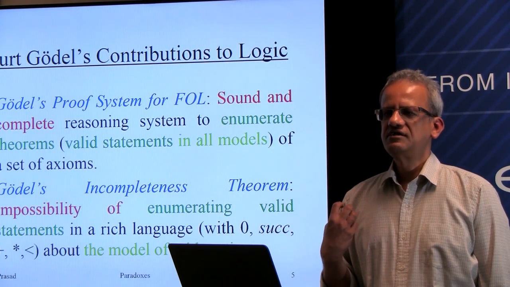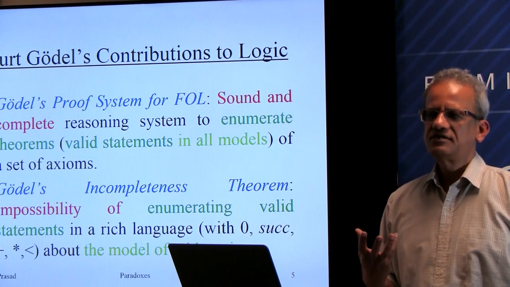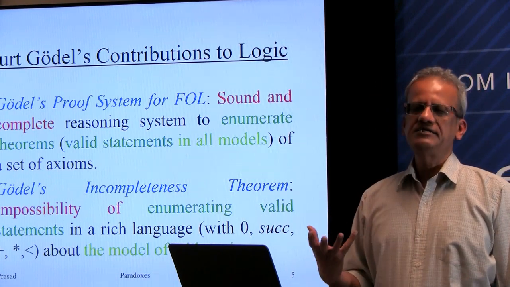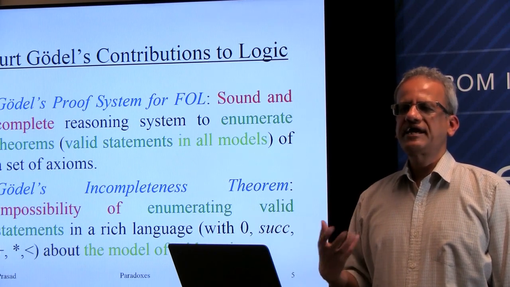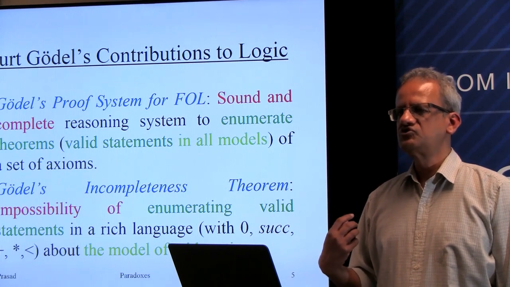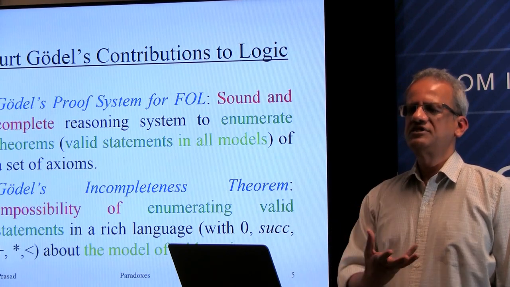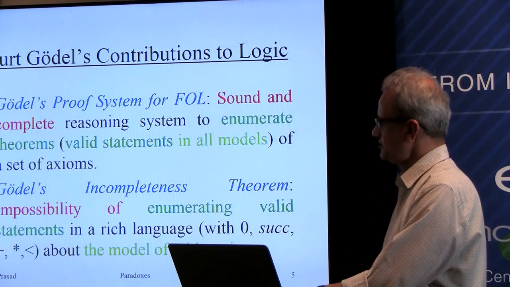So that means you cannot write programs that can enumerate exactly all the true statements. That means whatever mechanical system you design, there will be some truths that we will know, but the machine will not. So that's the thing that he tried to demonstrate.